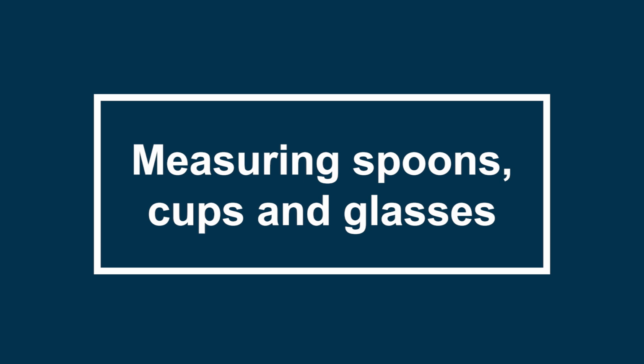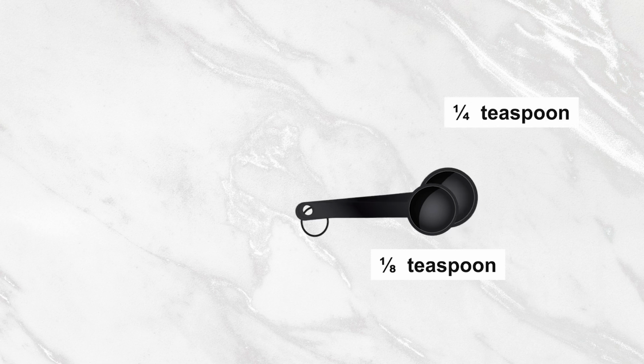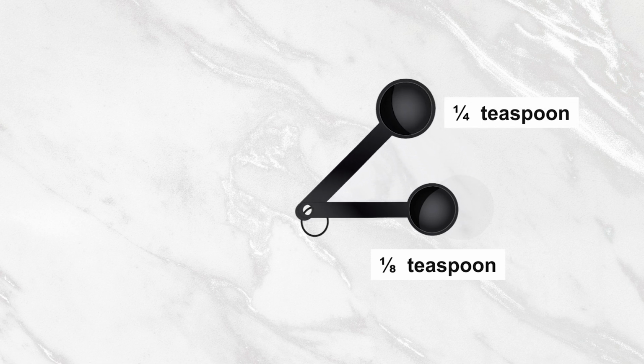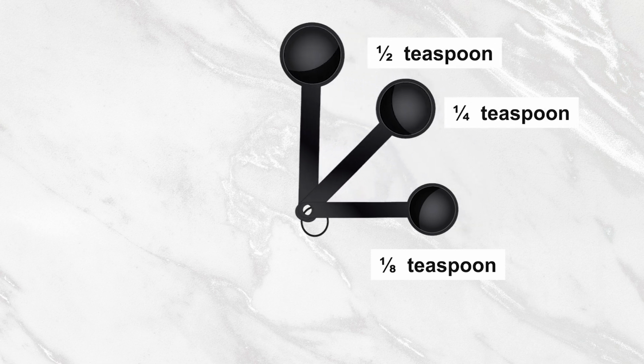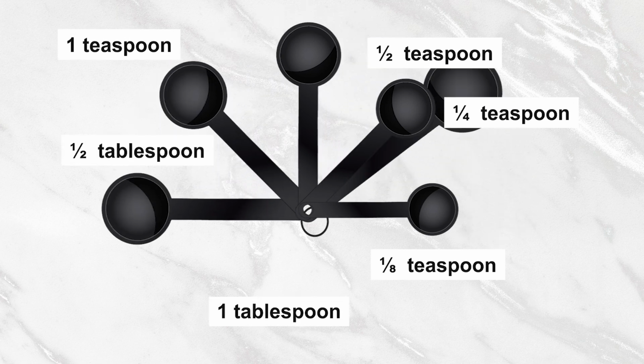Measuring spoons, cups and glasses. Measuring devices help a technician to mix the ingredient as prescribed in the recipe or according to the conforming standards of the products. Measuring spoons come in the varying sizes of 1/8 teaspoon, 1/4 teaspoon, half teaspoon, 1 teaspoon, half tablespoon and 1 tablespoon.